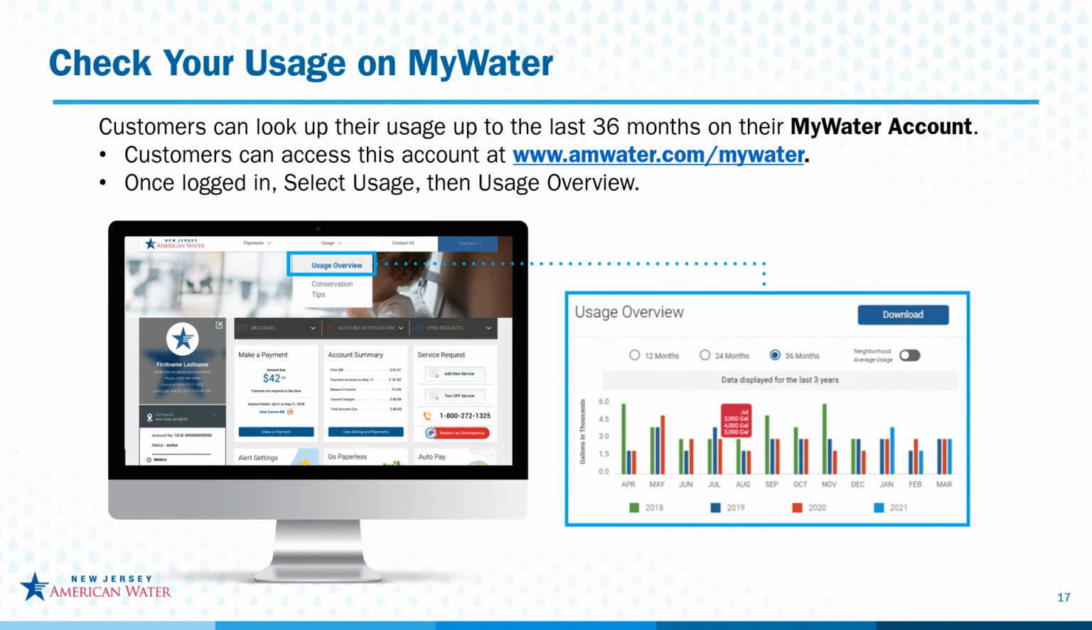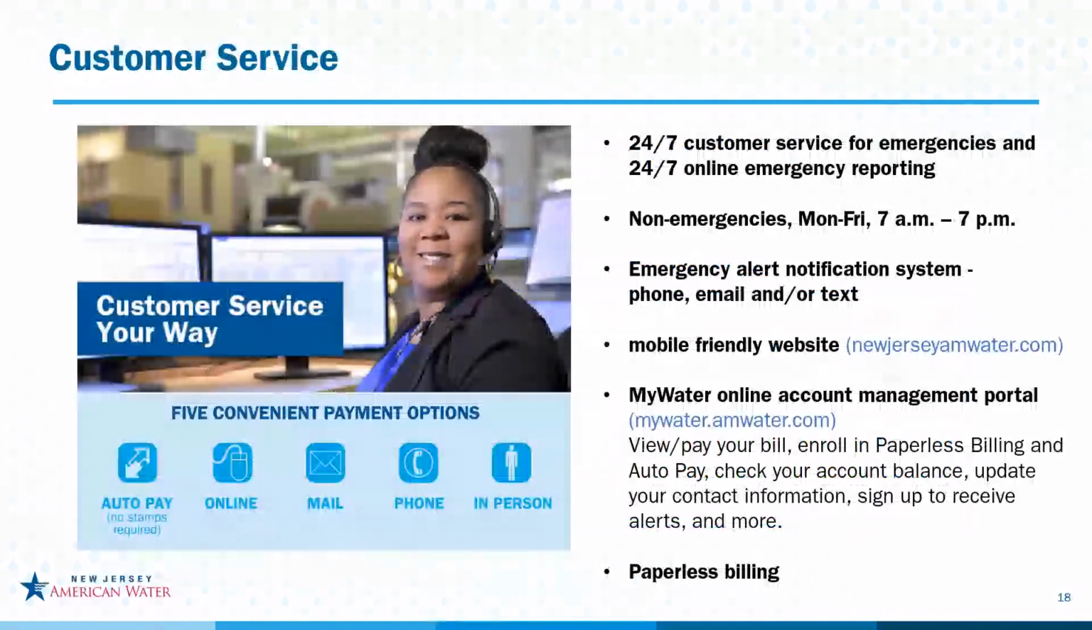If you have a MyWater account, you can find the usage overview feature by selecting usage at the top of the menu and selecting usage overview. I'm going to probably plug this a few times during this portion, but if you have not yet signed up for a MyWater account, it's highly recommended that you do so simply because of all these great features that it has. As I mentioned, the usage overview tool is just one of those features. Customers can also use MyWater to pay or view their water bills or wastewater bills, enroll in paperless billing and auto pay, check their account balance, and update their contact information.